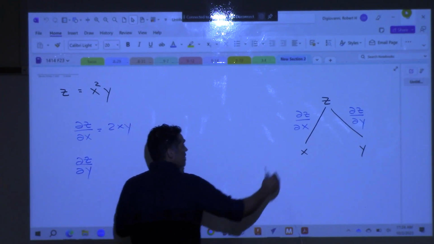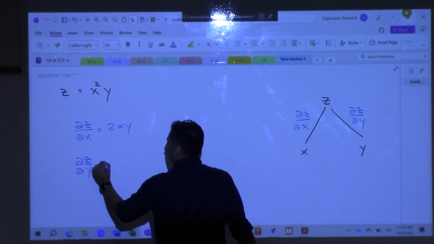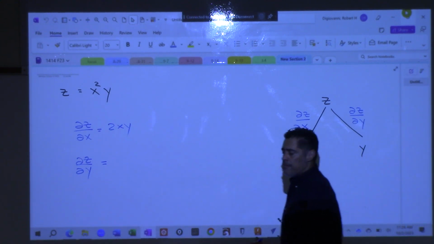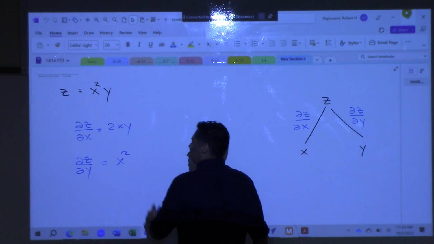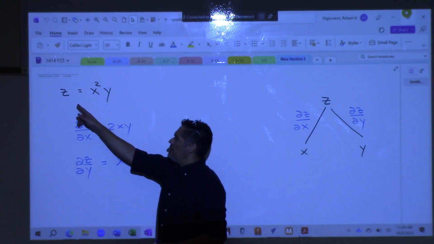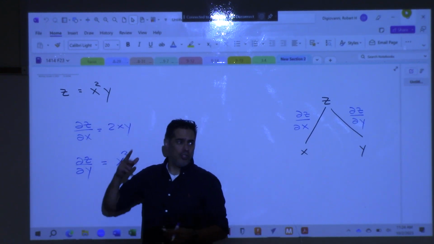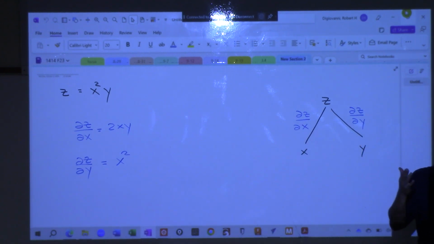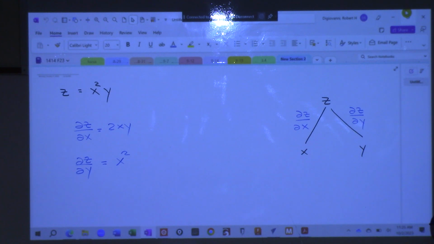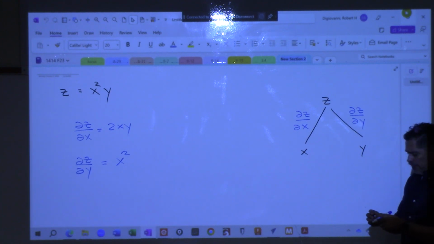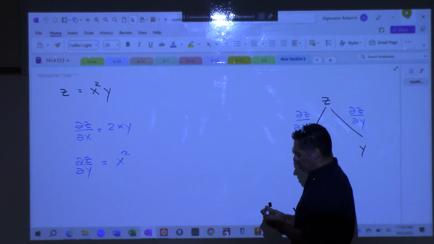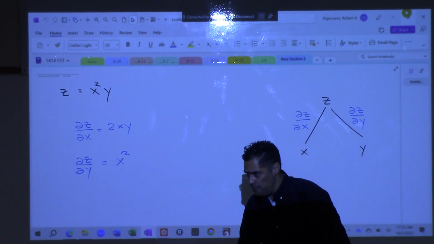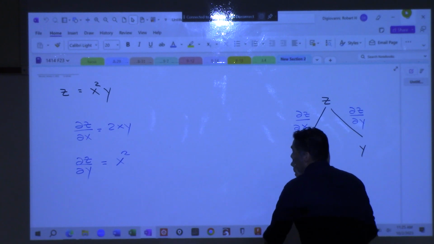With respect to y. That's the other branch, right? That's now holding x to be constant. And so what would that be? X squared. Just x squared. So if you have a variable that depends on two other variables, then you are going to have two different partial derivatives possible. Two of them. One when you hold the x constant, one when you hold the y constant, or the other way around. Good?